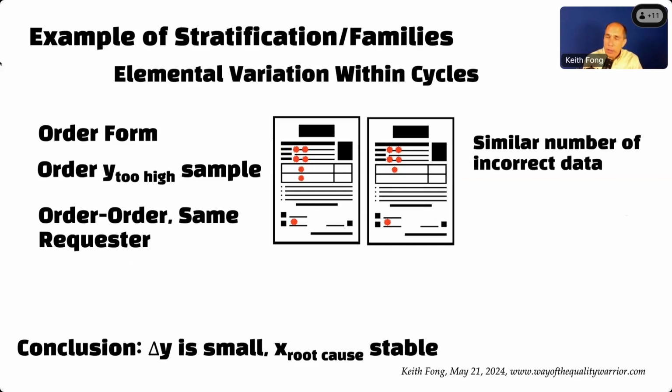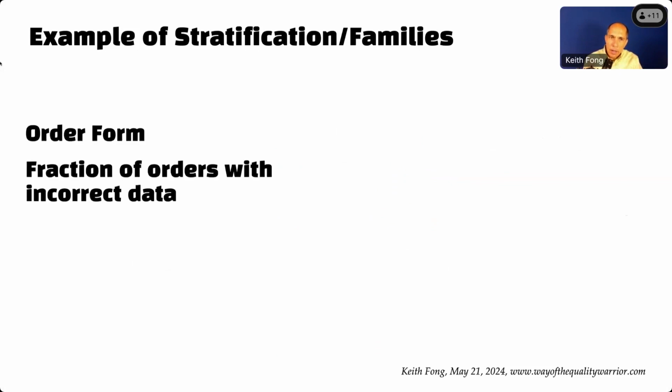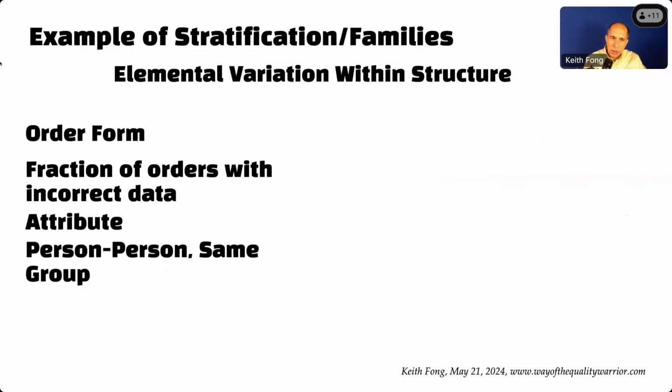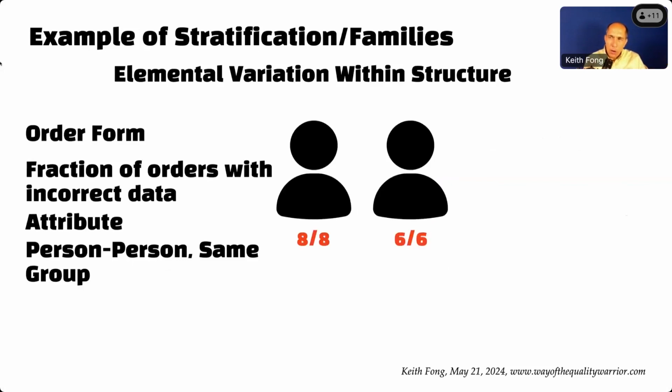Let's keep going. We have order to order with the same requester. Let's look at a bigger family. We're still looking at attributes, but it's within the structure, person to person in the same group. Here we might look at 2 people in the same group who do the same job, making the orders. The first person made 8 orders and 8 of them have errors. The second person made 6 orders and 6 errors. So the fraction of orders with incorrect data is basically the same at 100%. They're both producing orders with errors.